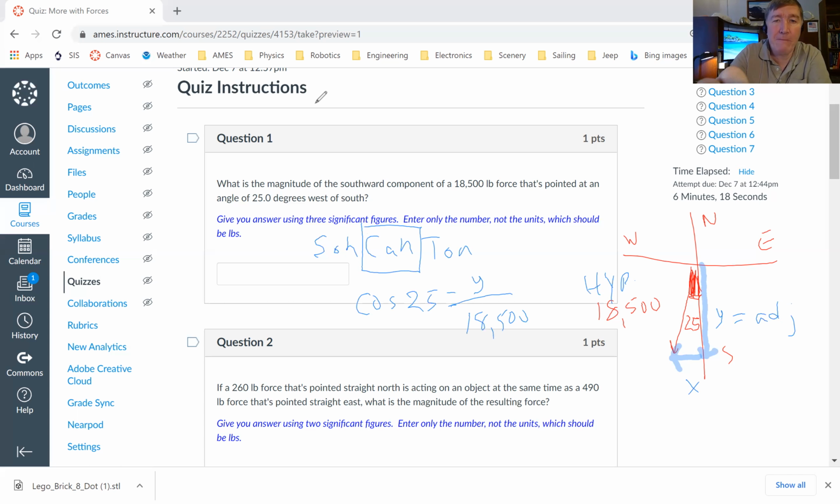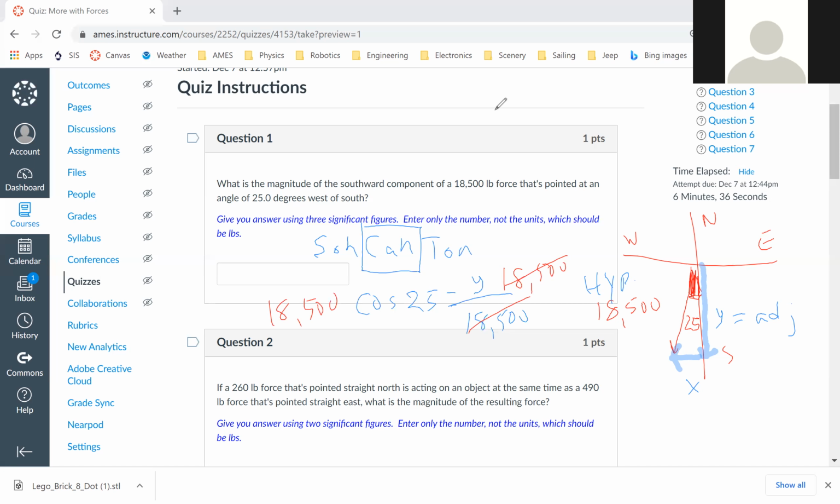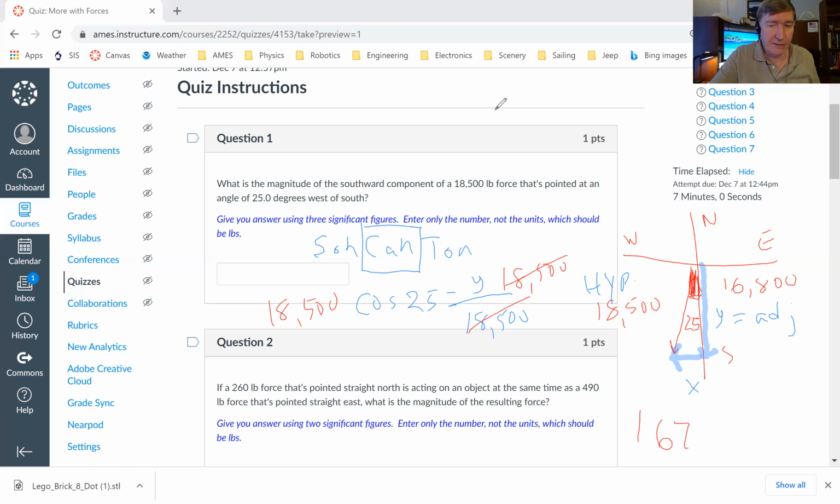So Trey, what do I do? Multiply each side by 18,500. So that cancels that. But whatever I do to the right side, I have to do the same thing to the left side. And what number did you get there, Trey? I got 16,800 for Y. Good. Now, is that rounded off or not? It's 18,500 times the cosine of 25. The number in his calculator is actually 16766 point a whole bunch of other stuff. So that's the number that appears in the calculator.